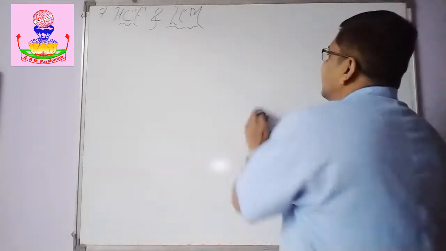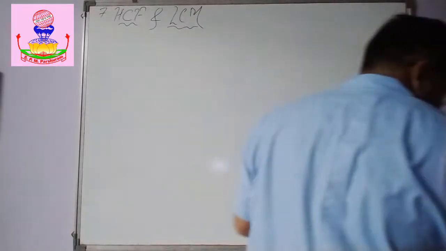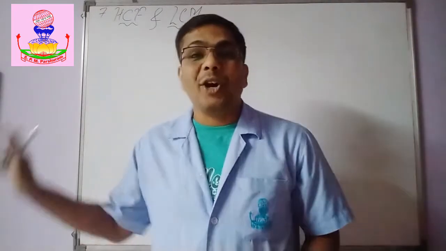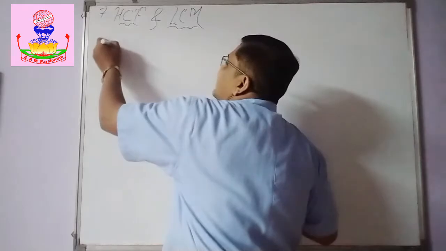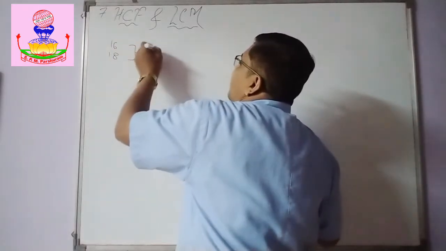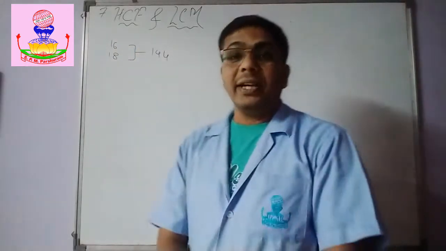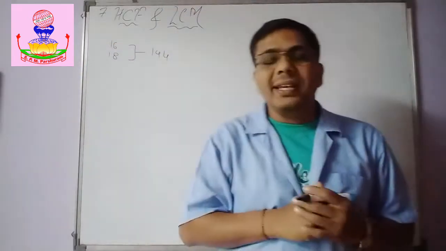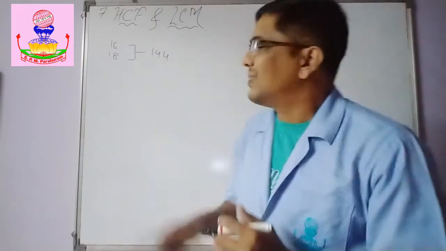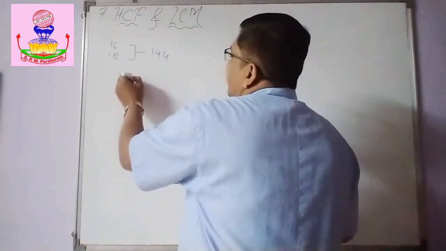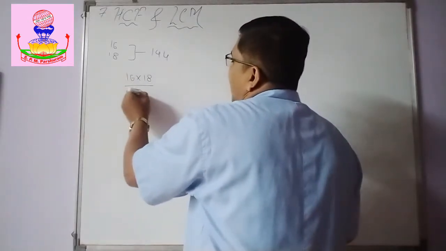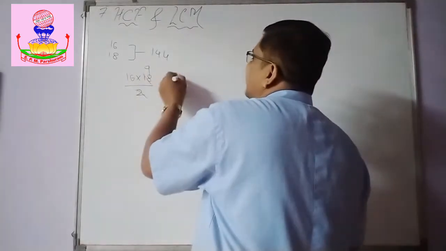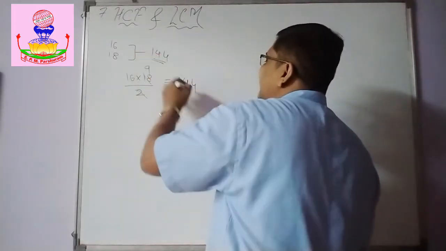And secondly, the LCM of two consecutive even numbers is always half of the product. We have got 18 and 16, or 16 and 18. We have got the LCM to be 144. Now what I have said, if there are two consecutive even numbers, the LCM of them is half of the product. So let us check. 16 into 18 upon 2. 2 nines are 18, and 16 nines are 144. Is it confirmed? Yes, it is.